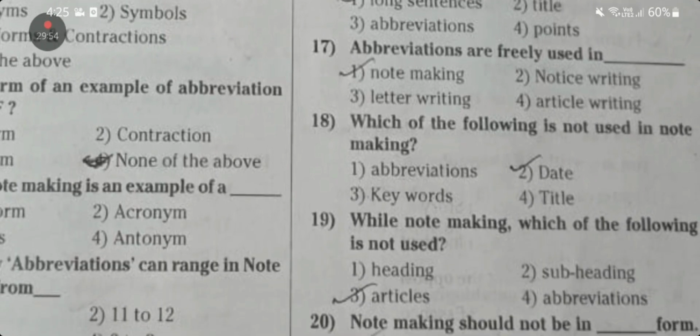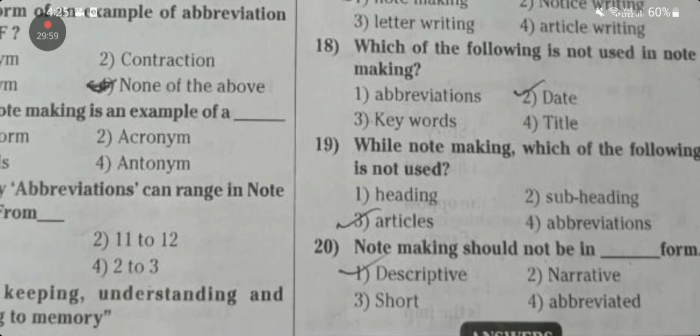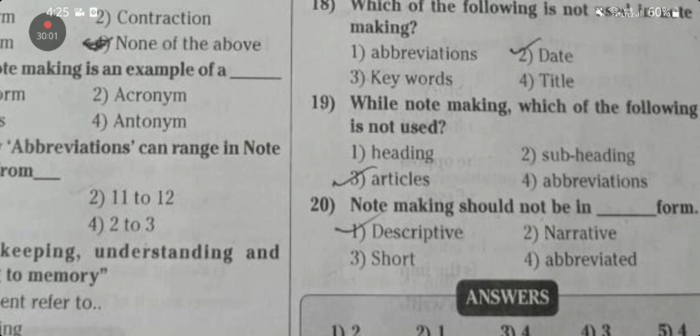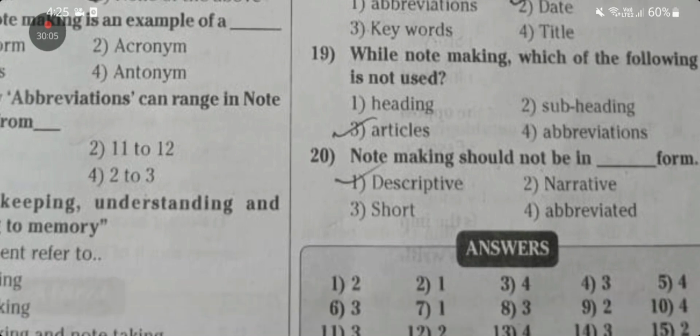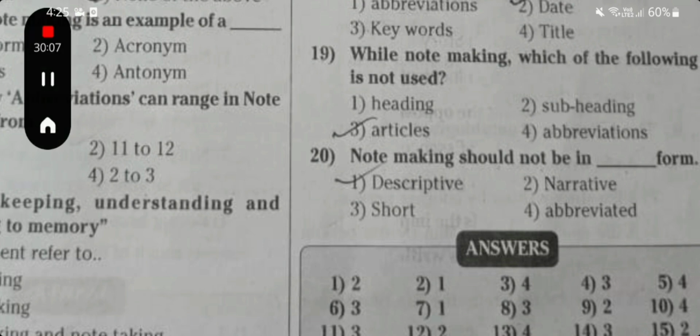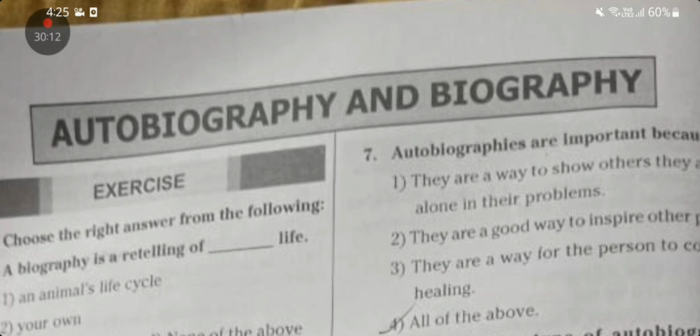Which of the following is not used in note making? Date. Which of the following is not used while note making? Articles. Note making should be in point form, not descriptive. This is the last topic of our class: autobiography and biography.